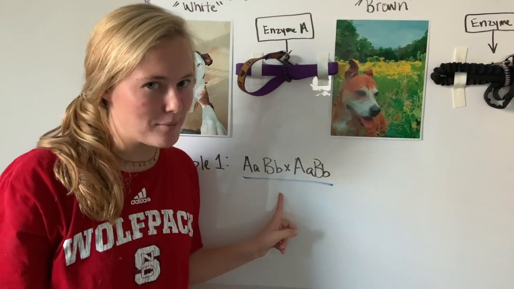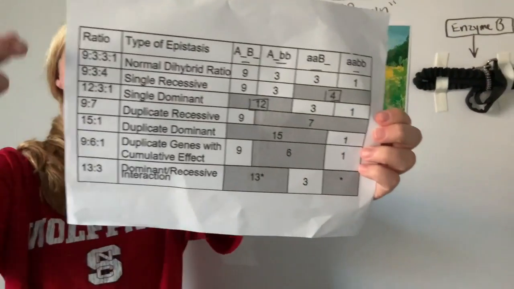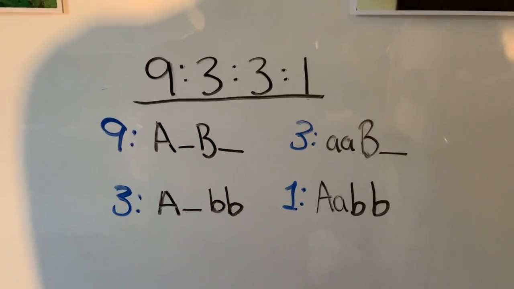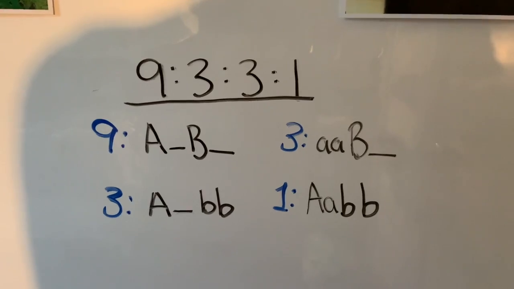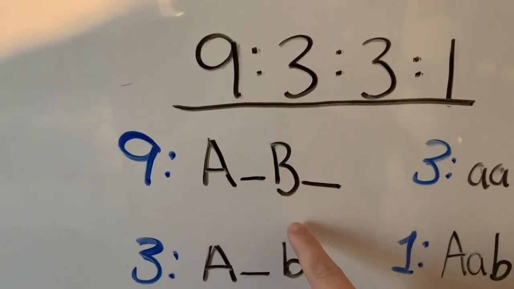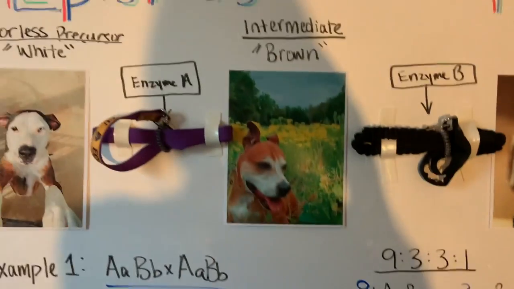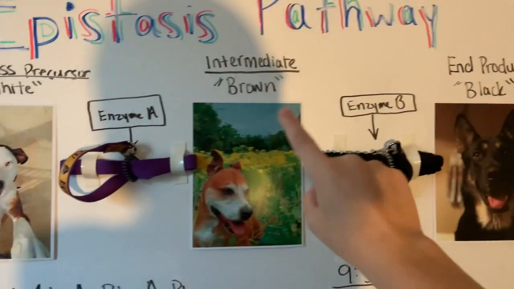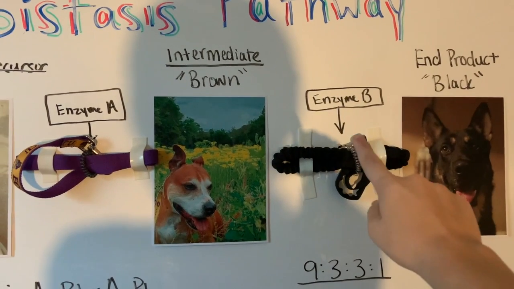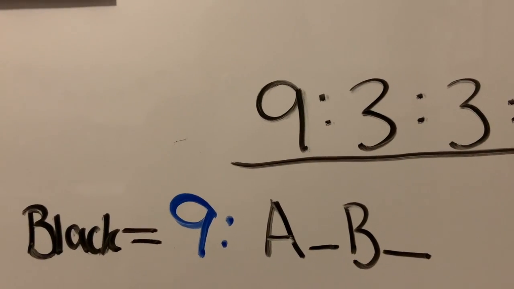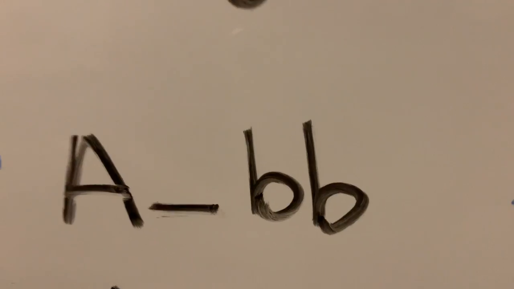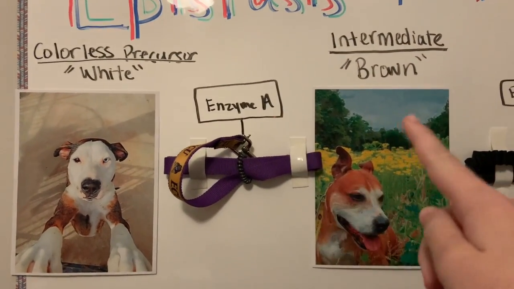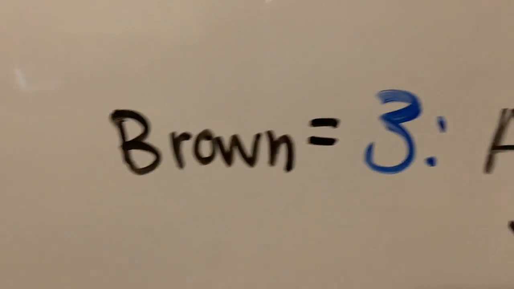Since this is a dihybrid cross, we're able to use our chart using the 9:3:3:1 ratio. Using our ratio, we are able to figure out which genotype matches which phenotype. Start off with dominant A and dominant B. Since they are both dominant, we are able to convert white to brown using enzyme A and brown to black using enzyme B. So using the epistasis pathway, this is black. Since we only have a dominant A, we are only allowed to go from white using the enzyme A to brown. Using the epistasis pathway, this is brown.